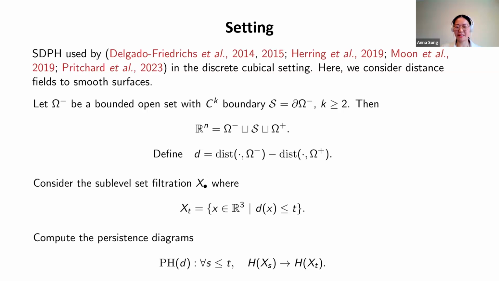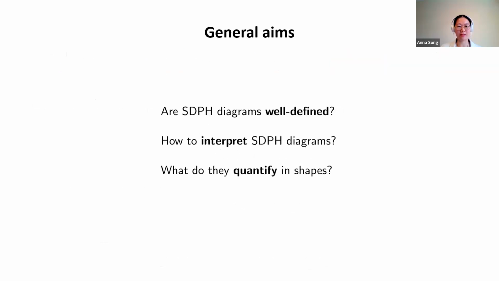But wait, are these persistence diagrams even well defined, in the sense that is the persistence module derived from the sublevel set filtration decomposable into a sum of persistence intervals? The second question is, how can we interpret these SDPH diagrams? And also, are they truly quantifying shapes and also patterns in shapes?